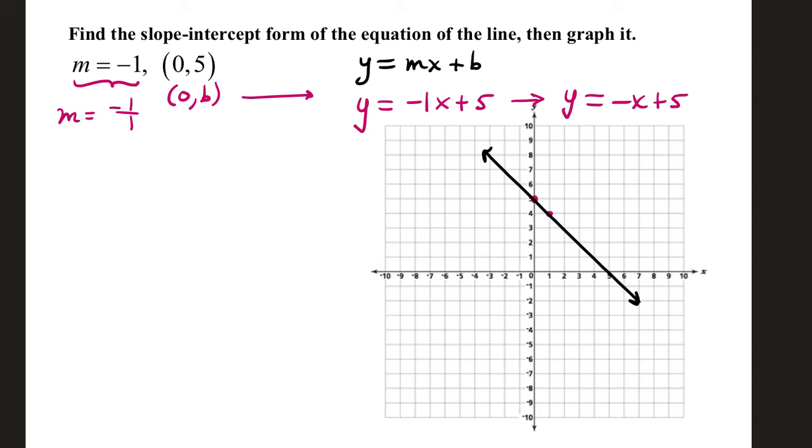As far as graphing goes, we plot our y-intercept at 5. Down 1 over 1 is a slope of -1. Connect those two dots, and you've got your graph.